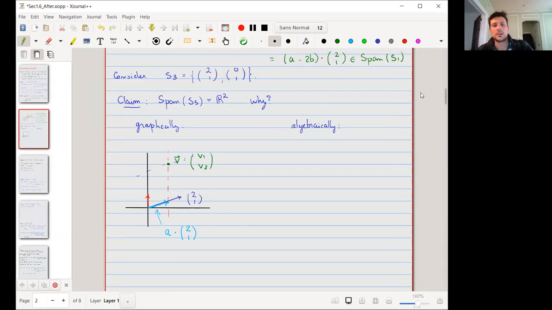Similarly, I'll use orange. I can rescale this vector (0, 1), which is the red vector here, to get some multiple of it, which is b times (0, 1). And you see, I chose them to complete the parallelogram that we have here, whose top vertex is v. In other words, what I've written there is that v is equal to a times (2, 1) plus b times (0, 1) for some a and b real numbers.